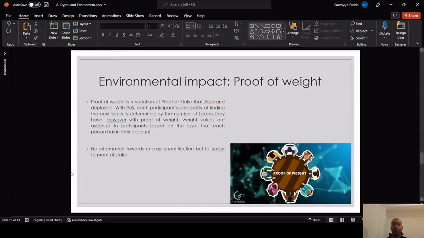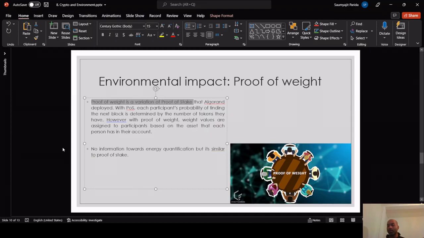Okay, moving forward, proof of weight. Proof of weight is a variation of proof of stake, and Algorand, a company, deployed it. It also consumes less power. Like proof of stake, it consumes around 90 to 95% less than proof of work. Similarly, proof of weight also has that much consumption only.